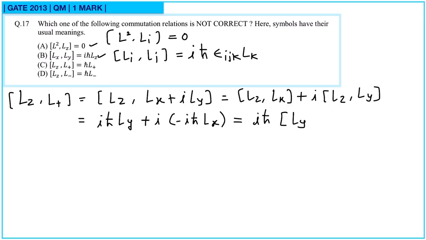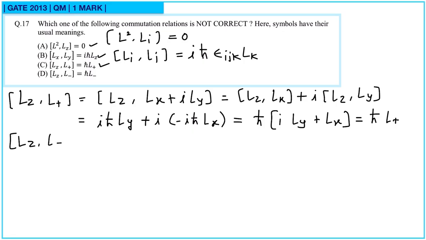So here it will be Ly. Now this is i into i, so I have to keep i here. We can take h cross common. Then i into i is i square, that is minus 1, plus 1, so plus Lx. And this is equal to L plus only. This will be h cut L plus. So option C is correct.